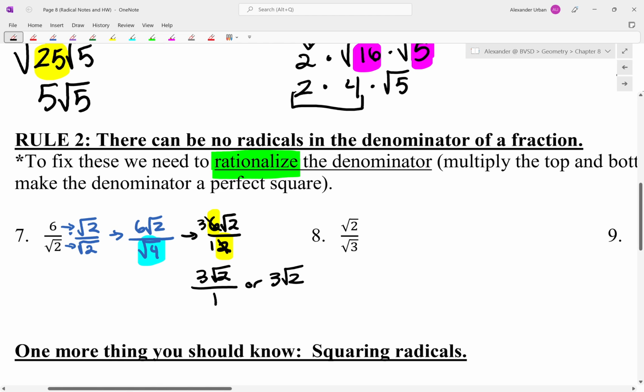Whole purpose, getting rid of the denominator's radical. And we did that. We accomplished it. We actually don't even have a denominator anymore. So, next problem, we have a root of 3 in the denominator.